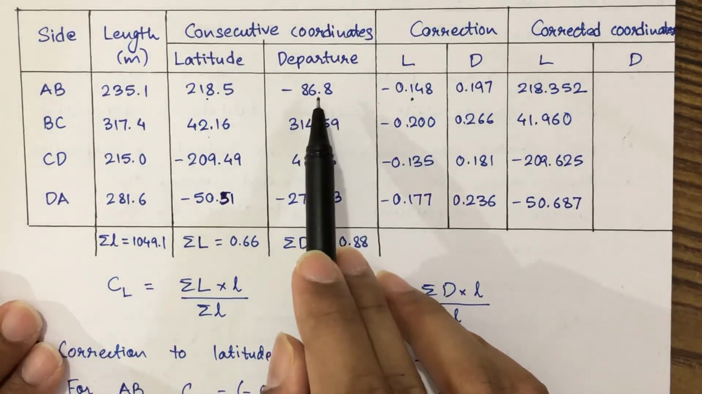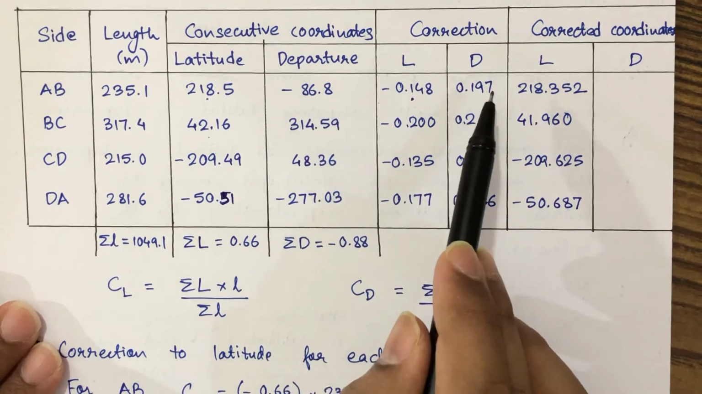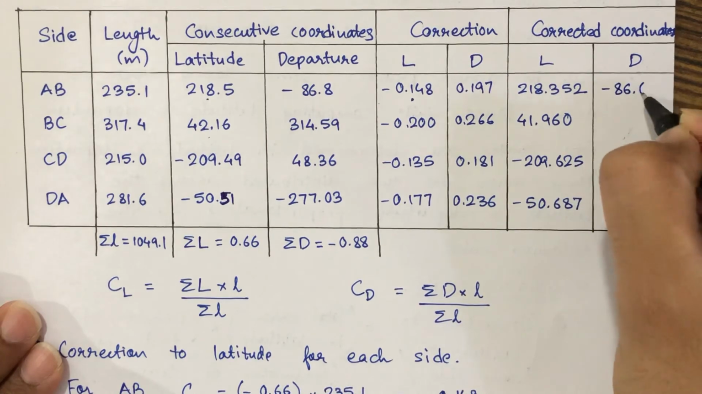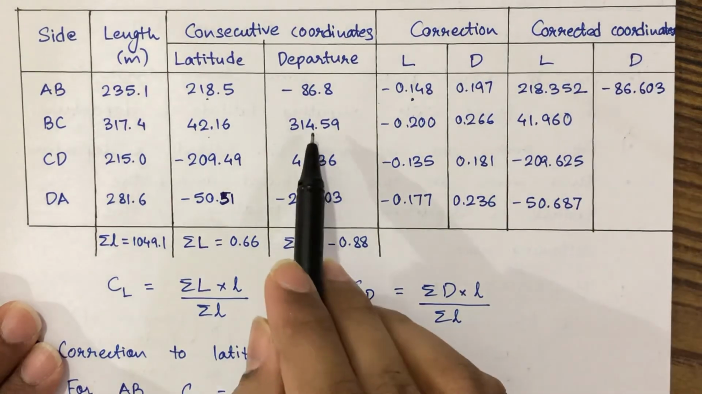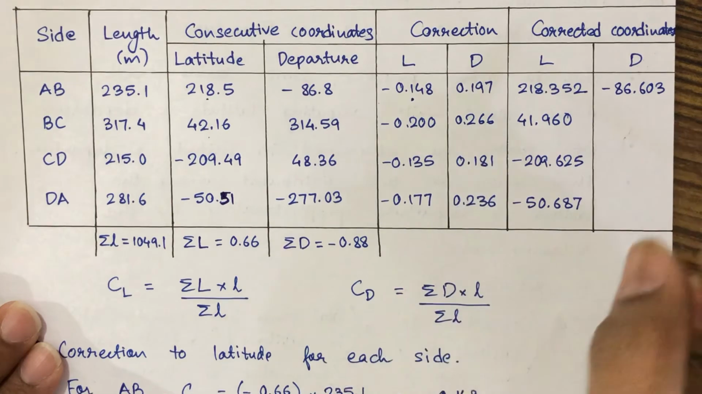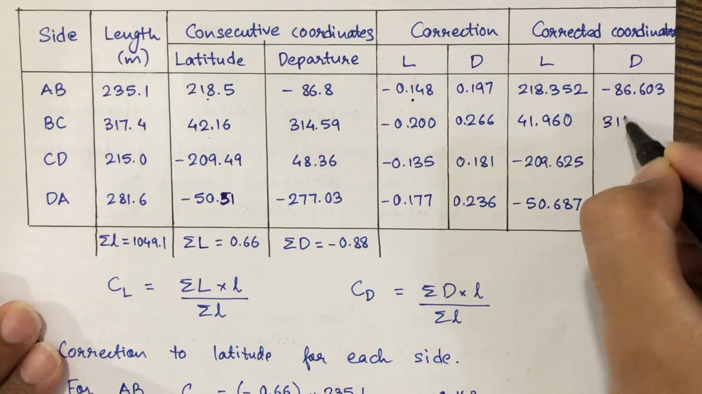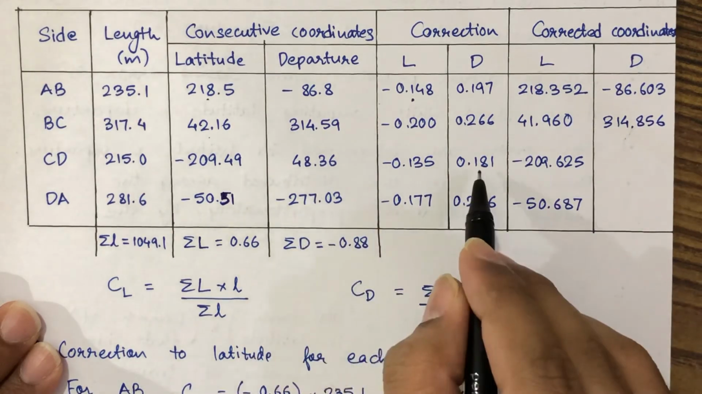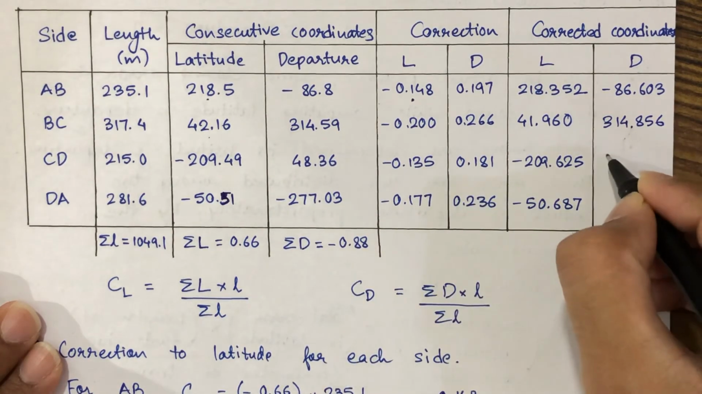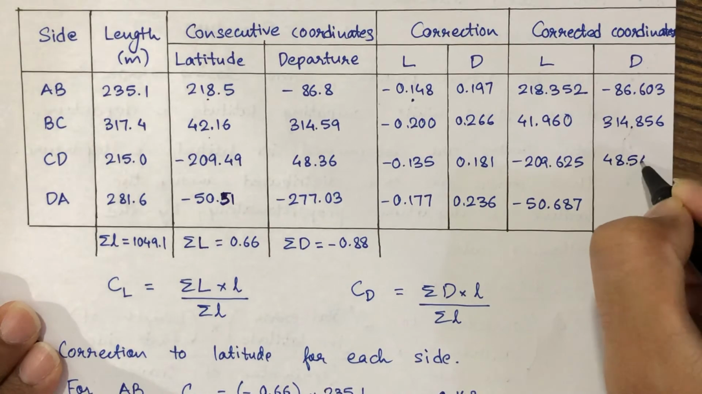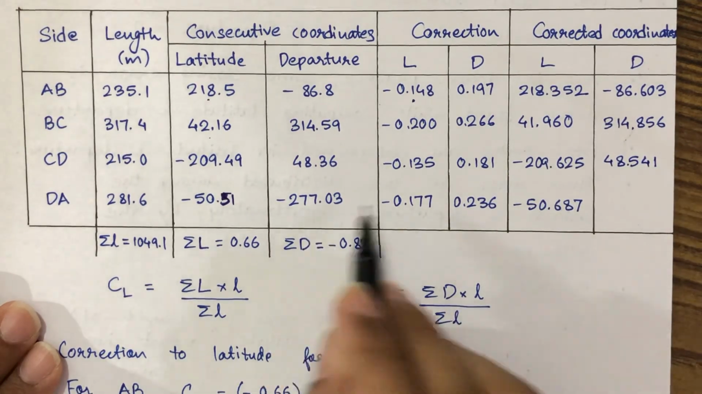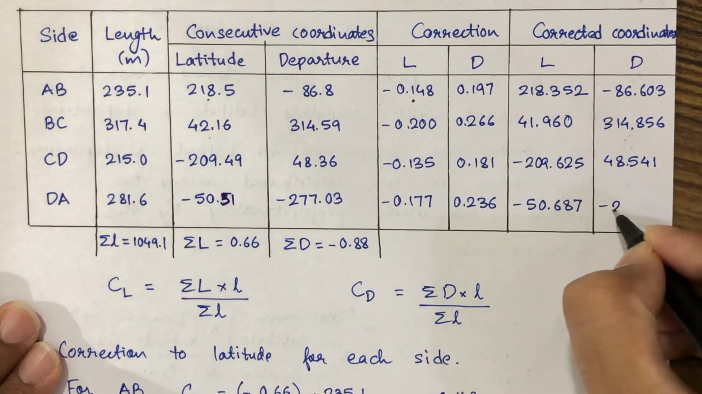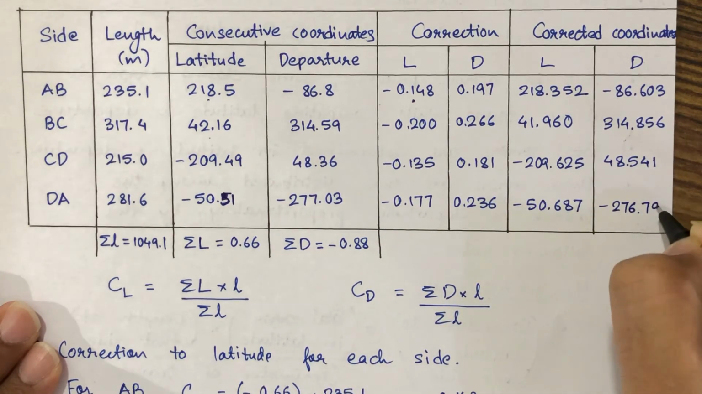Similarly, for departure, this will be minus 86.8 plus 0.197. This is minus 86.603. Then this added to this will come out to 314.856. Then this will be added to this. This comes out to 48.541. Then this will be added to this. The value comes out to minus 276.794.